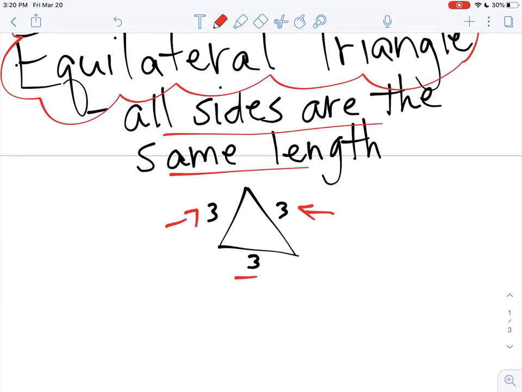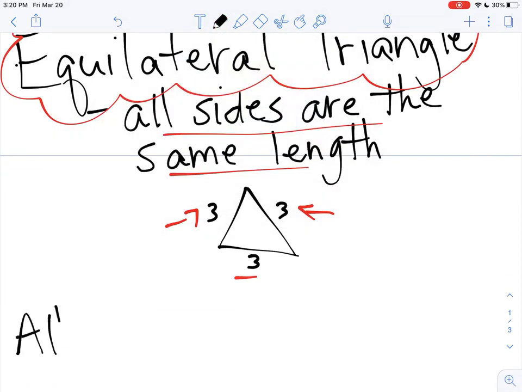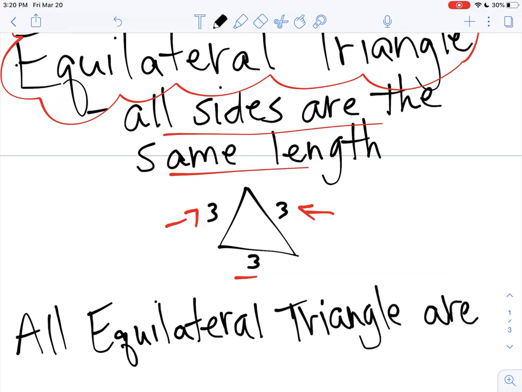So I'm just going to write that down here for you to remember. All equilateral triangles. And remember, equilateral is all sides the same. Oh, too many L's. Got overly excited. All equilateral triangles are also isosceles triangles.